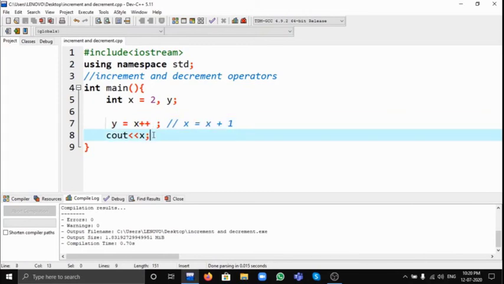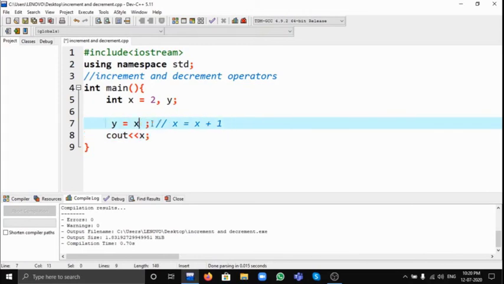That's it. Alright, so now what will happen if I put the increment operator before x? What do you think will happen?